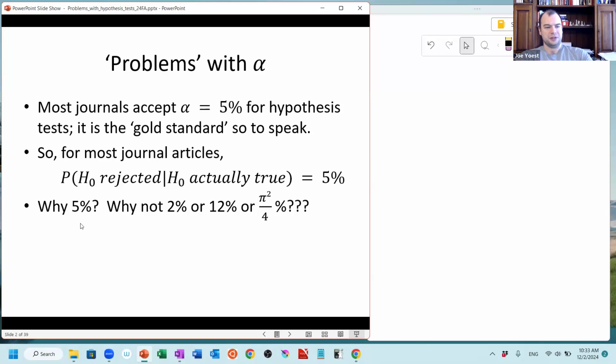So this might lead us to the question, well, why 5%? Why this number? I mean, it doesn't seem like it's super mathematical. If it was some very mathematical approach, we would think that we'd get some strange number, right? Like 2% or pi squared over 4% or something. Why 5%?